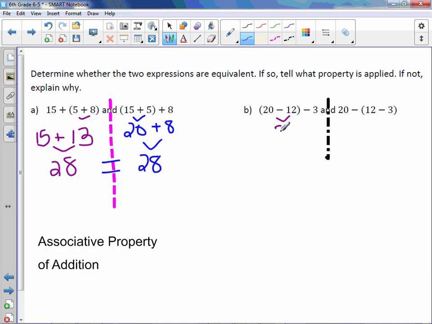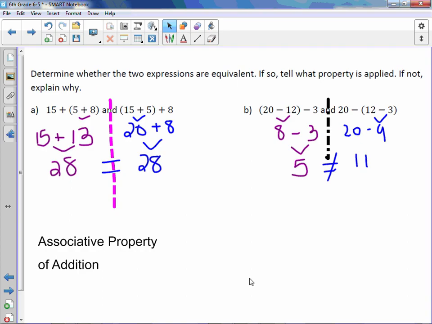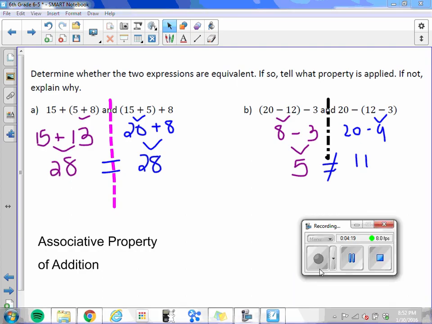20 minus 12 is 8. Bring down the minus 3. 8 minus 3 is 5. And on the right, 12 minus 3 is 9. Bring down the 20 minus. And 20 minus 9 is 11. These two are not equal. And that symbol right there, the equal sign with the slash, means not equal. So now we have to explain why.